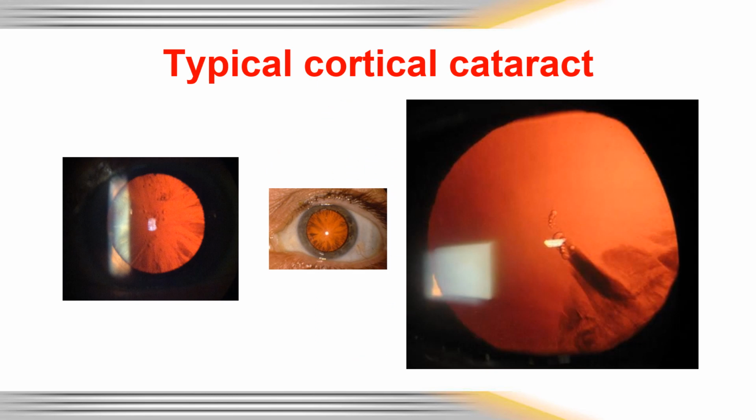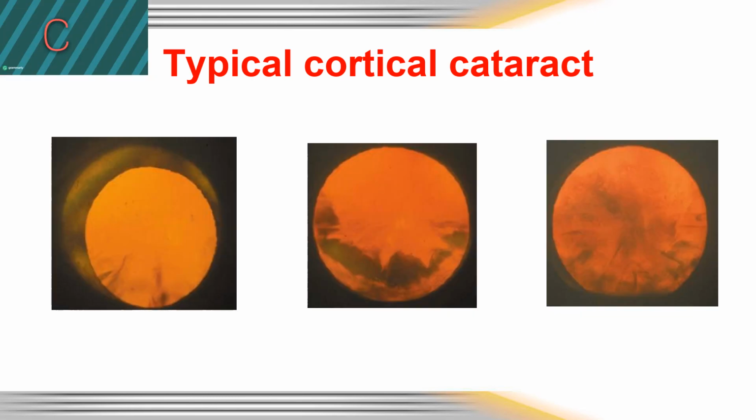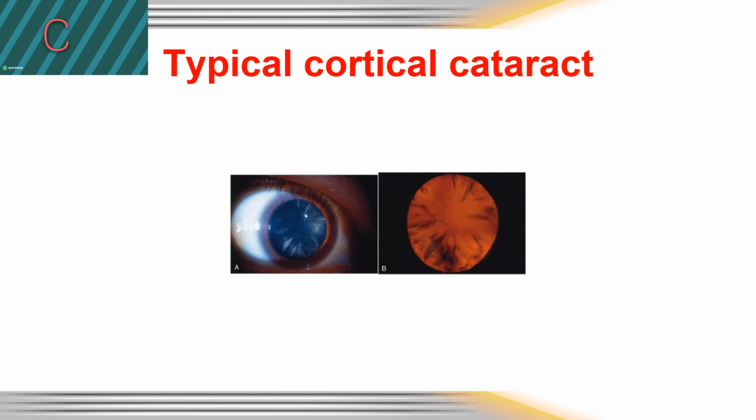This is an example of the typical reflex in typical cortical cataract. Black triangles against red background. Other examples of typical cortical cataract in different grades of maturity. And this is an example of the typical cortical cataract, and on the right side, this is photographed through retroillumination. We notice black triangles against red background. On the left side, we notice grayish-white opacities and oblique illumination.